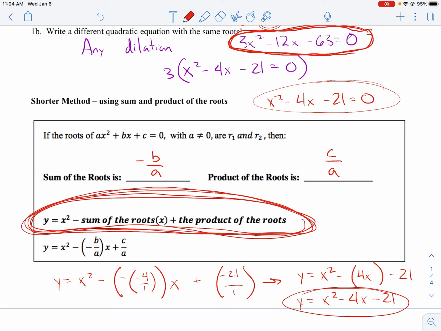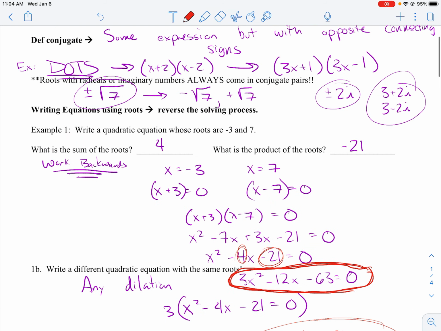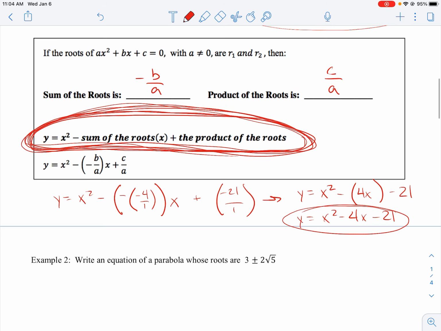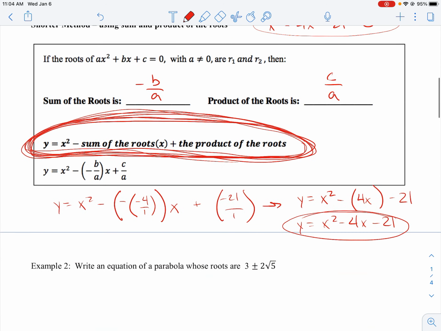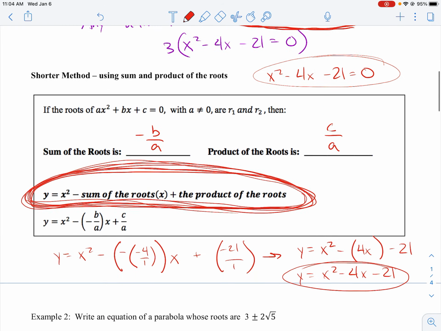Okay, so you can utilize this formula here, but this is home right here, guys. Okay, so anytime you find the sum of the roots, it's just x squared minus the sum of the roots times x plus the product of the roots. Okay, which as you can see up here, when we go back, the sum of the roots was 4, so x squared minus 4, and then the product of the roots was negative 21, so plus a negative 21 is just a negative 21. Okay. All right, so that's the basic rule here.